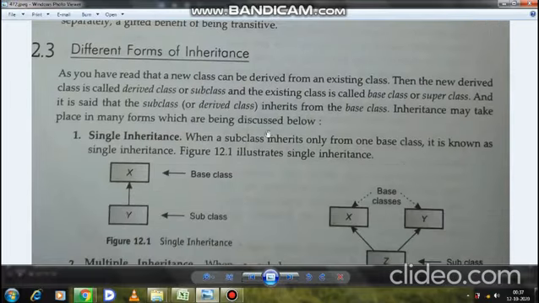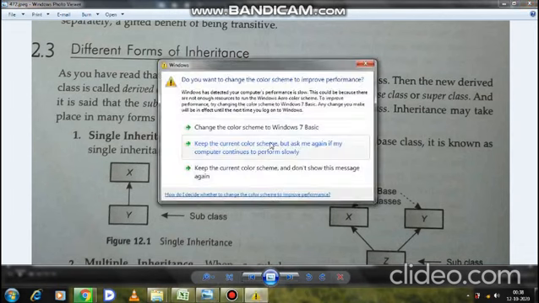Now see here, many forms of inheritance are there. Actually, first of all, let me tell you what is inheritance. Inheritance means there are two classes. One is the parent class and another is the child class. The parent class is also known as the base class, and the child class is also known as the derived class or the subclass.